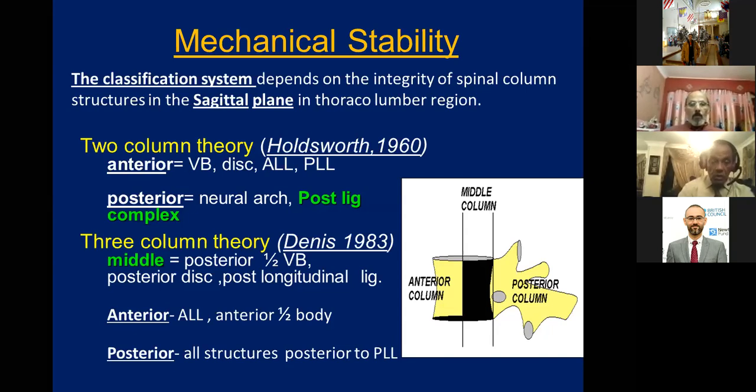The other theory is by Dennis, 1983. He divided the column into the 3-column theory. The middle one is the posterior half of the vertebral body, posterior disc, and posterior longitudinal ligament. And the anterior column is all the anterior half of the vertebral body, anterior to the posterior longitudinal ligament.